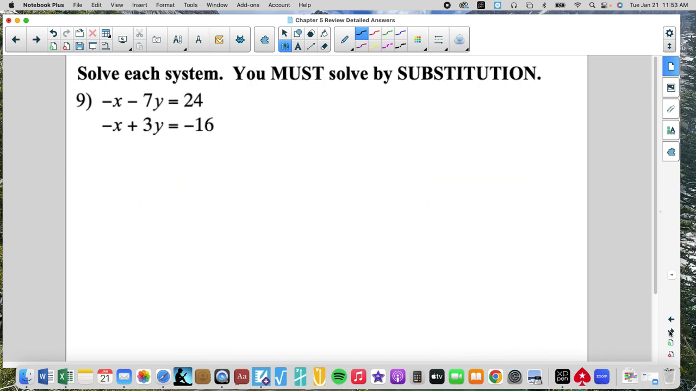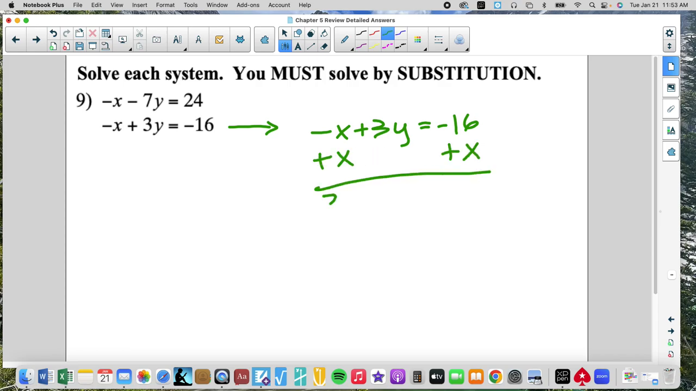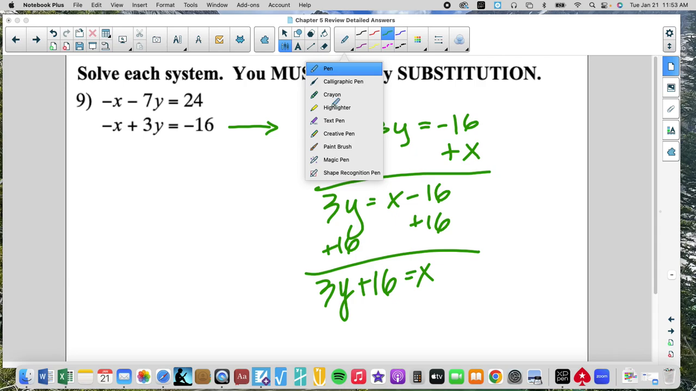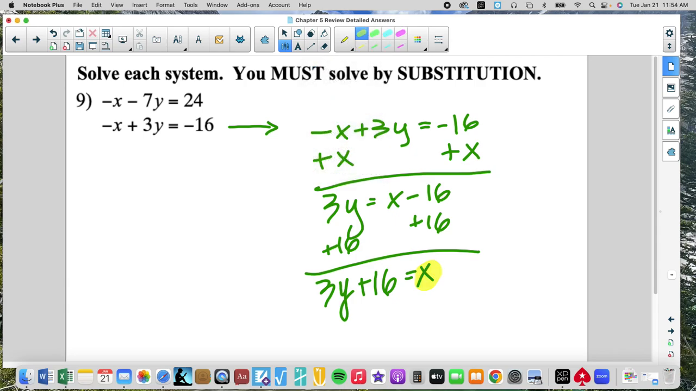And the last example again, okay, I got to pick an equation that I want to isolate one of the variables. I'll choose the bottom one. I have negative x plus 3y equals negative 16. I'm going to move the x over. That gives me 3y equals x minus 16, and then I'm going to move the constant over. Took me 2 steps, but I don't know, it's probably easiest. I isolated for x this time. This is the first time isolating for x in terms of y.